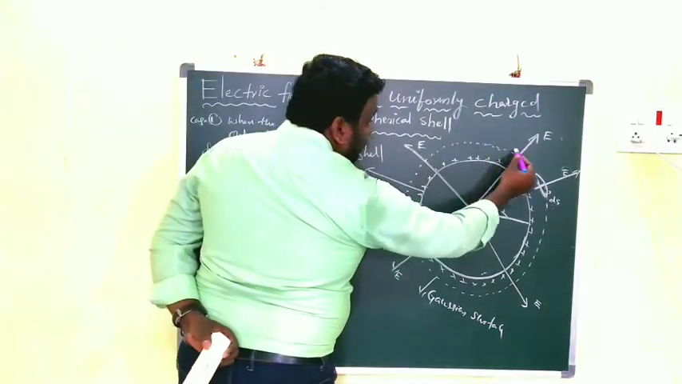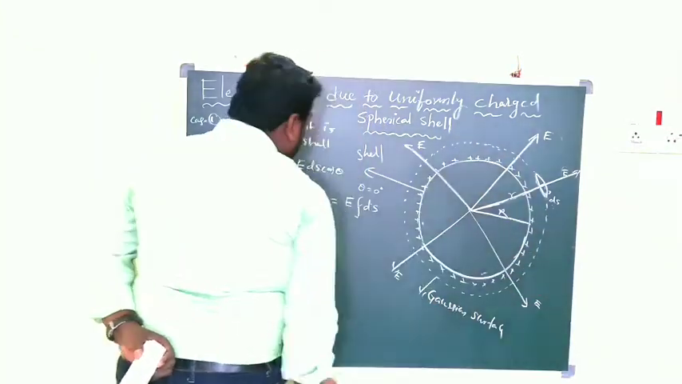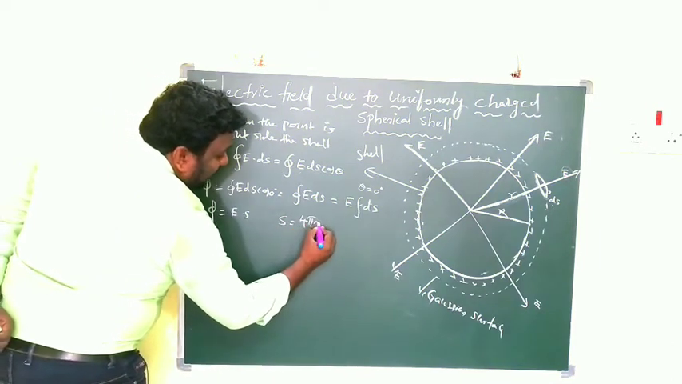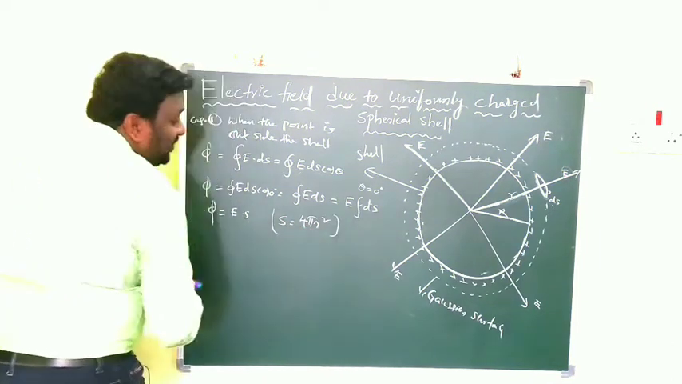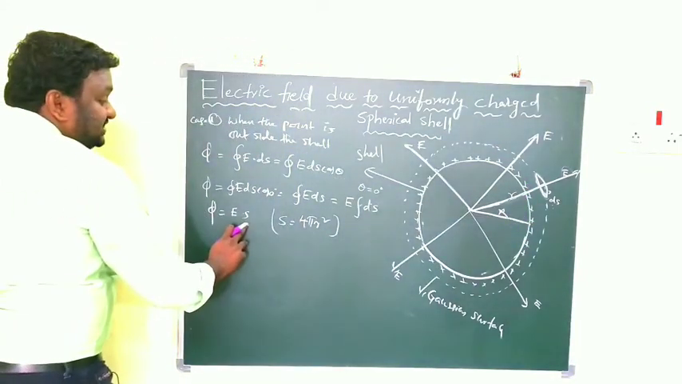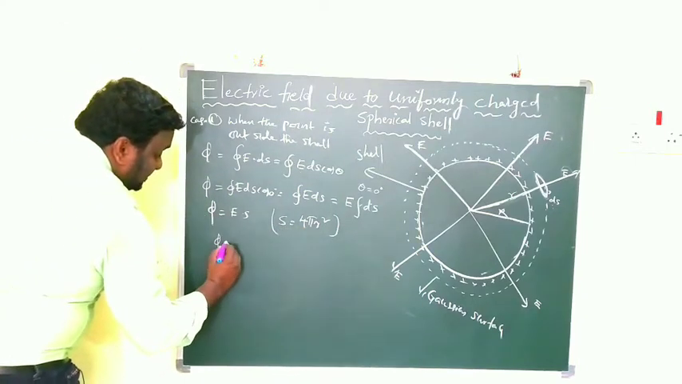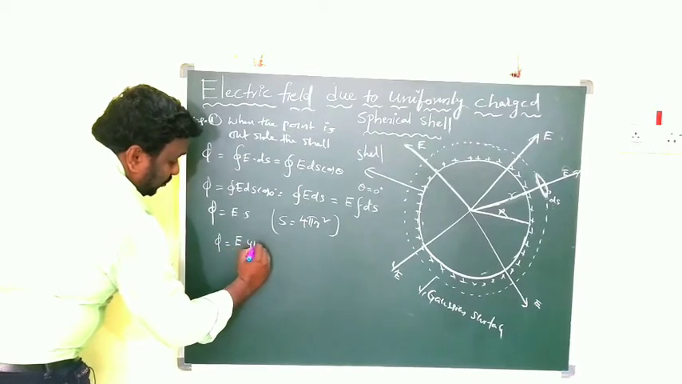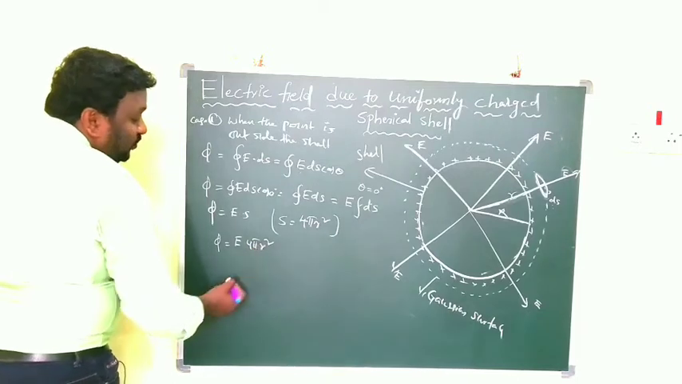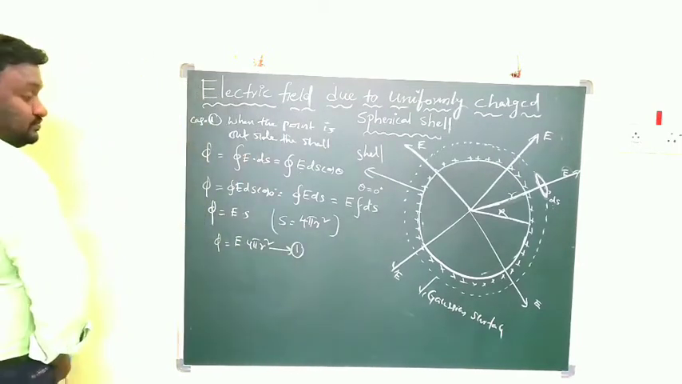Surface area. So here what we take? This is the Gaussian surface of radius small r. That's why here S is equal to 4 pi r square, because the surface is closed and that should be nothing but a spherical surface. Got it, children? Then phi is equal to E into 4 pi r square. This is equation number 1.